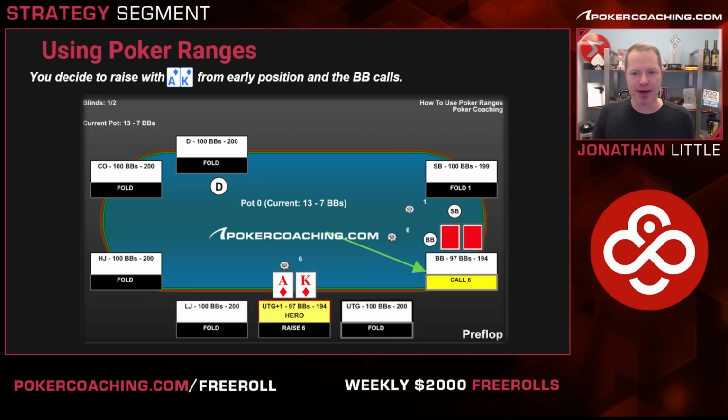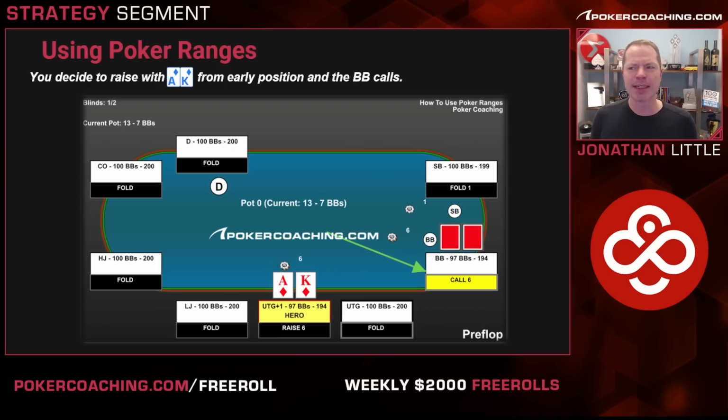So let's say you do decide to raise and the big blind calls. At this point, the big blind also has a range. Now, I will say some players defend the big blind way too loosely or way too tightly. This is where you need to do study, and you need to be thinking about your opponent's tendencies so that you can figure out roughly what their range looks like going to the flop, because that will impact if various flops are good for them or bad for them.